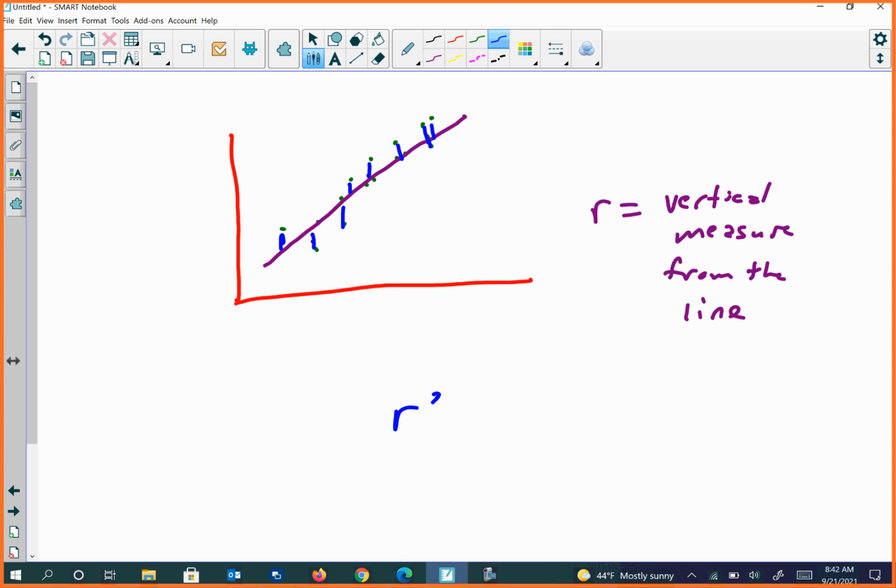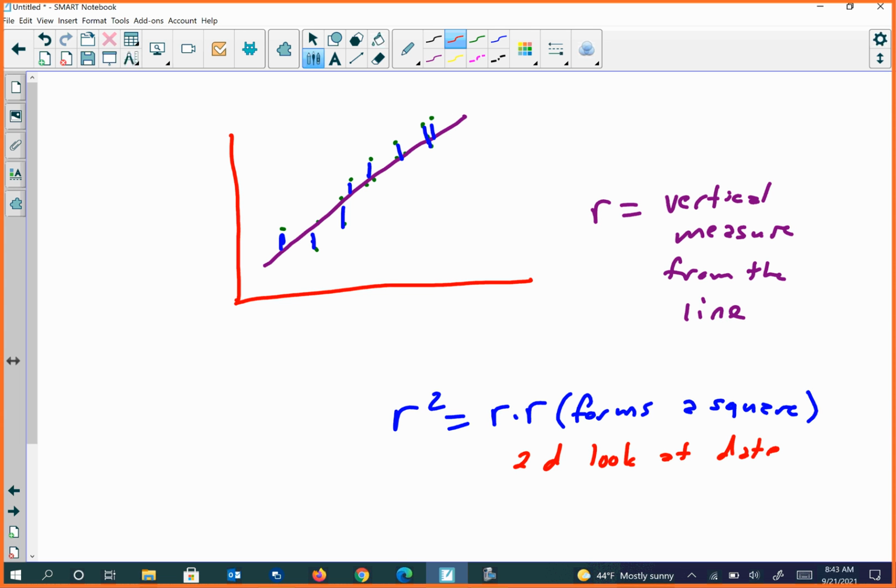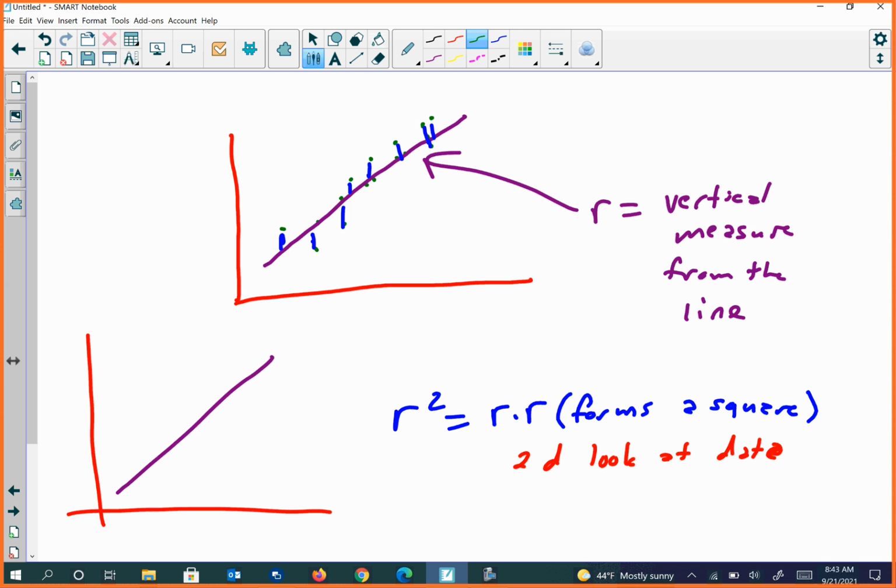If I went to R squared, just so you know, that is the same thing as R times R. Okay, here comes the algebra 1. It forms a square. And that's a two-dimensional look at the data. So I'm going to just draw another. So these would be the R values here. But if I had a line of best fit, and let's say my data is like this, it basically creates a square.